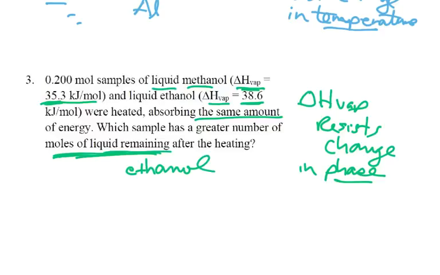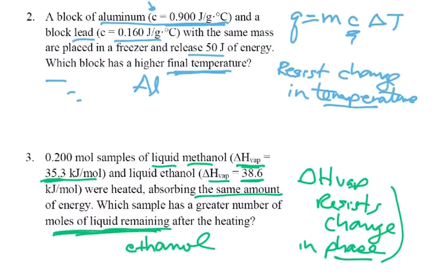Now, for both of these problems, you could go through and do a little mathematical version, put some numbers in for moles, and calculate which one is going to have the greater amount of liquid remaining. But you can also just think of it logically. Delta H is change in phase, resisting change in phase, and C, the specific heat constant, is resisting change in temperature.